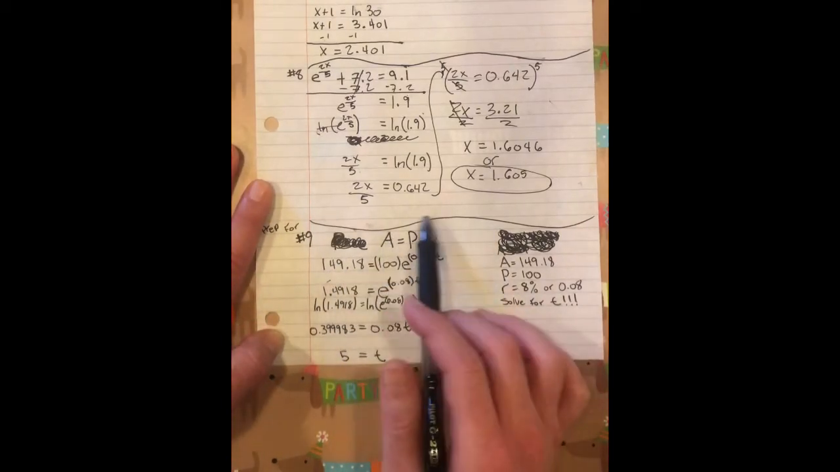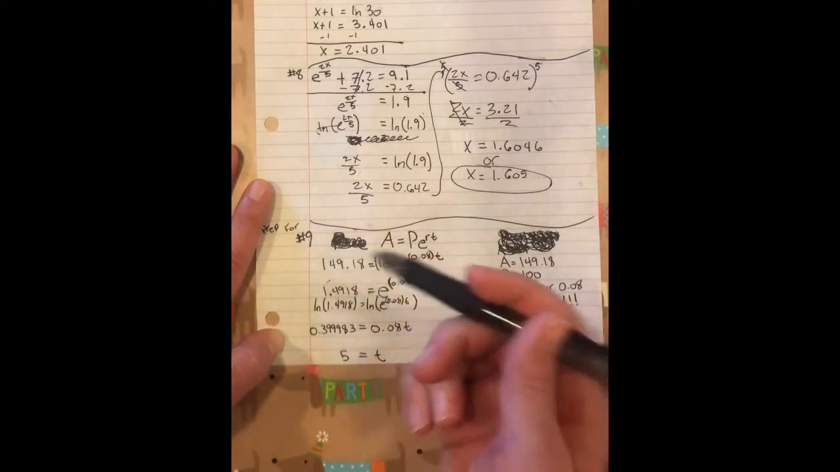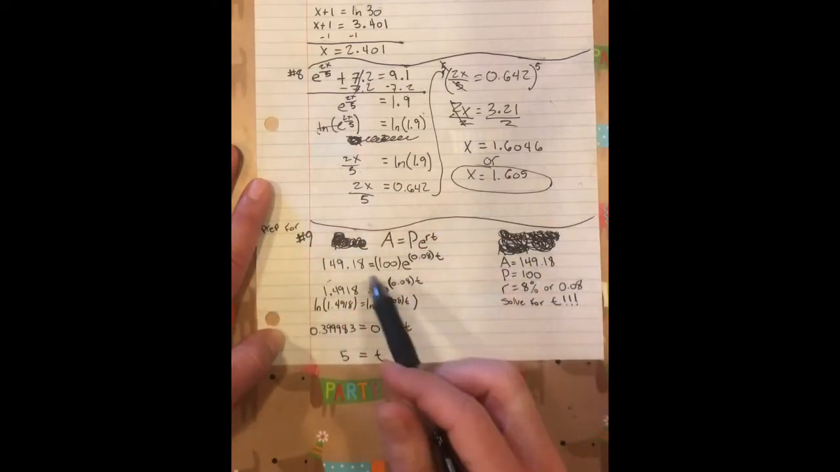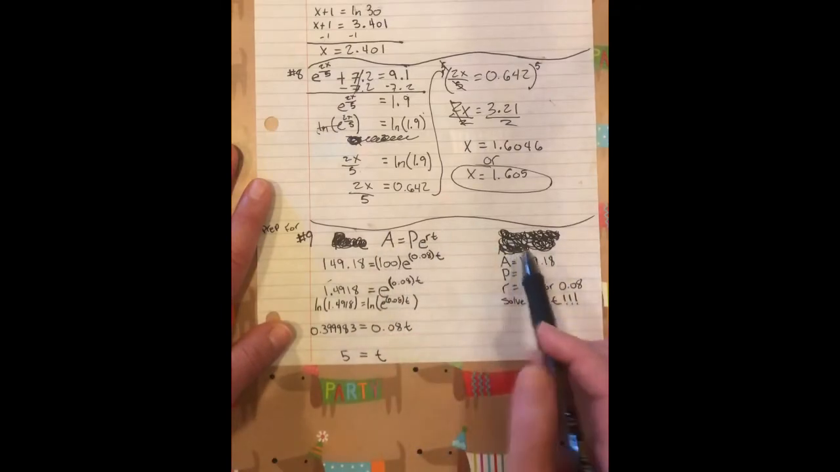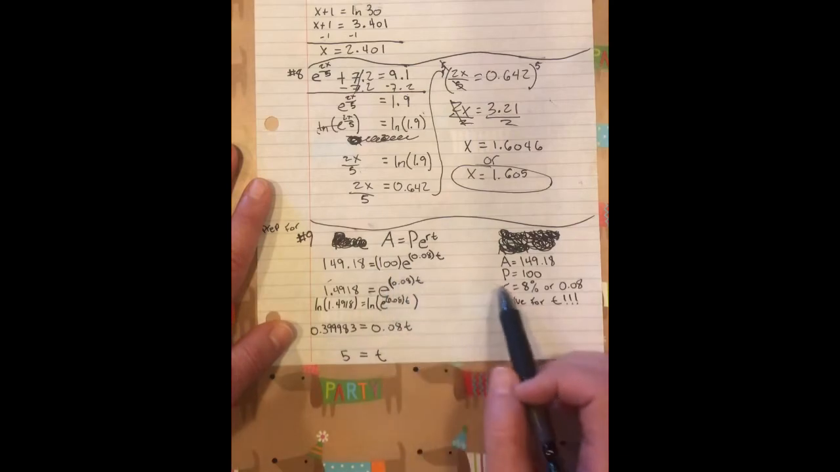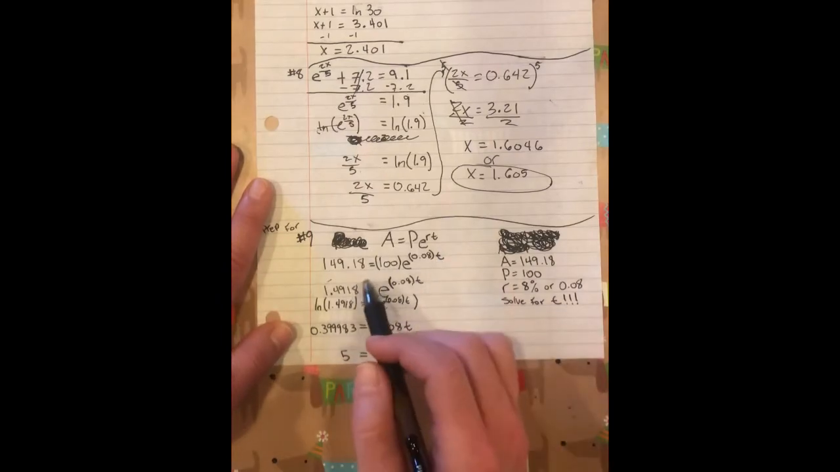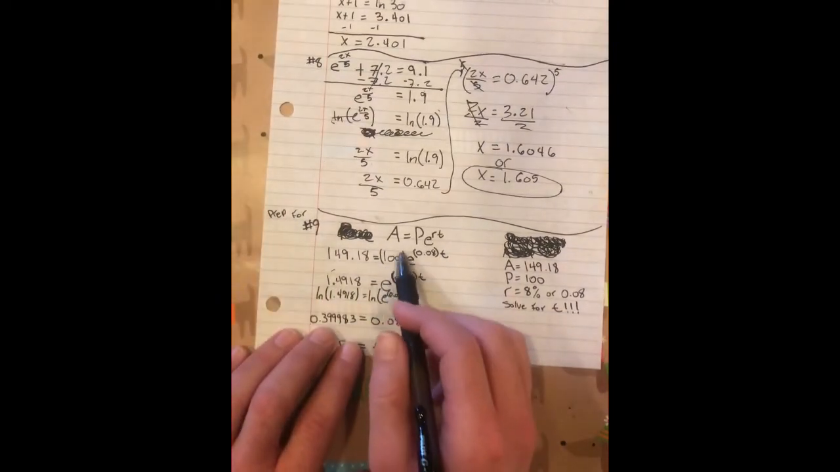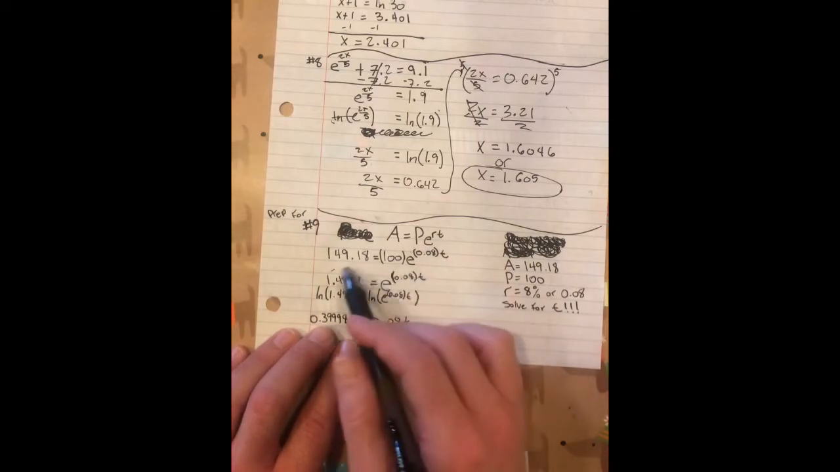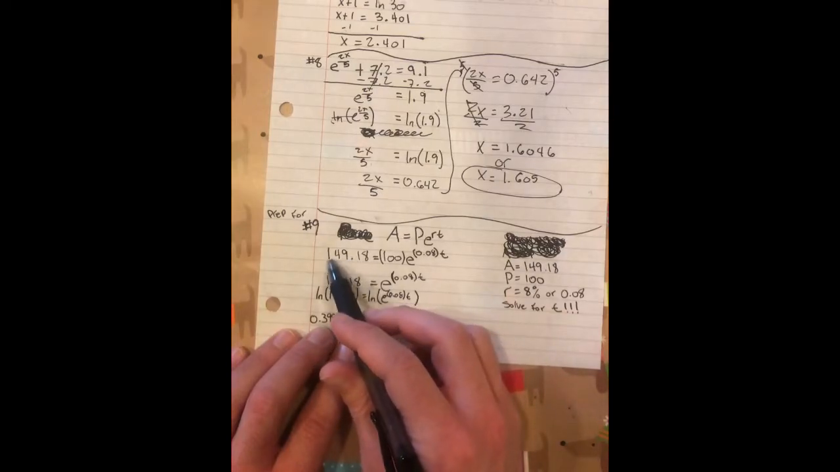I used direct substitution. Well, they did in the gray box. I'm pointing there because that's where my computer is. So what I did is I plugged in 149.18 for A, 100 for P, e I left alone, 0.08 for r, and t is what I'm solving for. I got rid of this 100 first so that I could solve for e, right? So I divided 100 on both sides, which made me move the decimal.